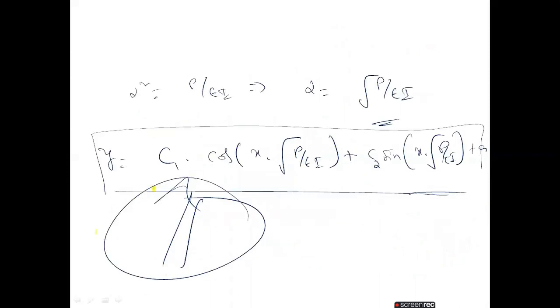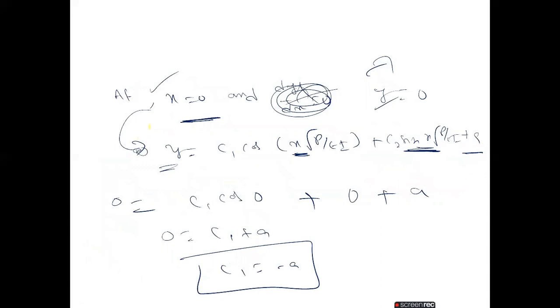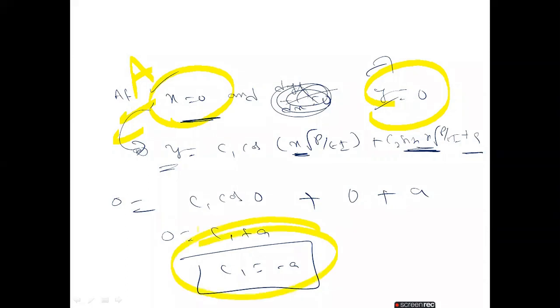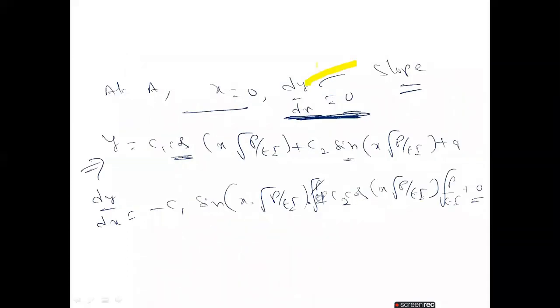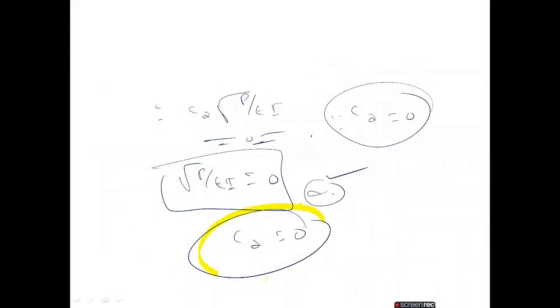The solution for that equation is y equal to C1 cos x into square root of P by EI plus C2 sin x square root of P by EI plus a. There is another constant here. Now take the boundary conditions at A. Boundary condition x equal to 0 and also y equal to 0, that is nothing but at the end the deflection y equal to 0. Even the slope dy by dx also 0. From this condition you will get C1. Again, if you take the slope equal to 0, you will get the C2 value. C2 also we got 0.